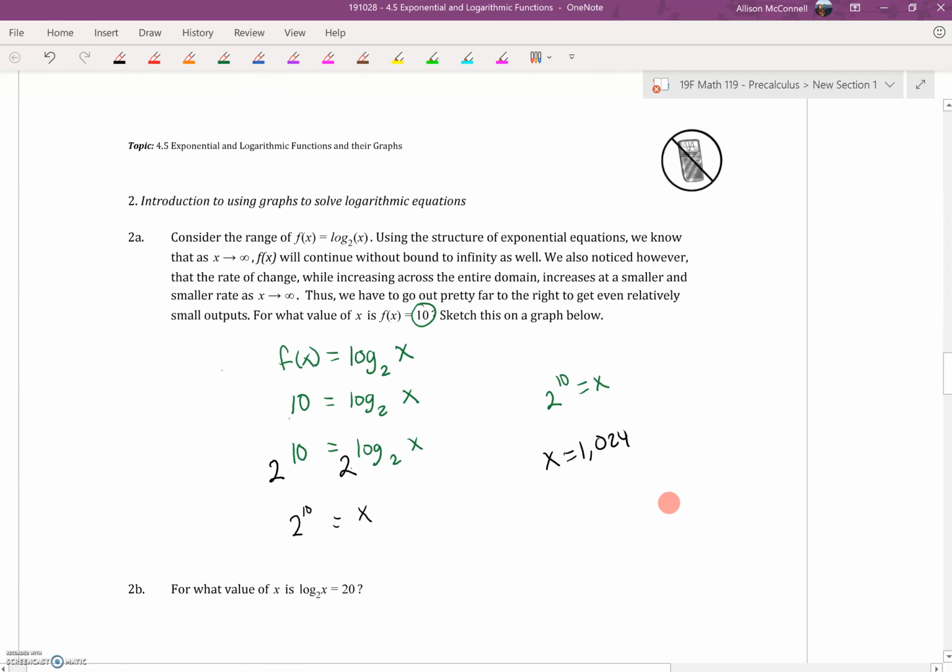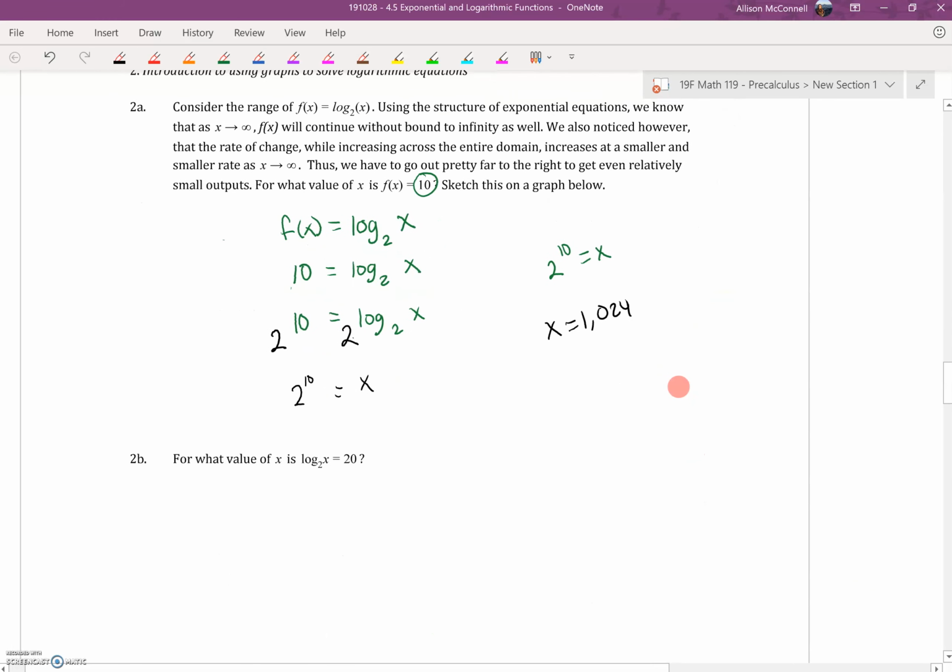And then I'm going to go ahead and let Mr. Huff talk about 2b to finish this up. So what value of x is log base 2 of x equal to 20? Notice that this is again our f of x equal to log base 2 of x. So we're saying, at what value of x will f of x equal 20? And we can set up the same exact relationship.